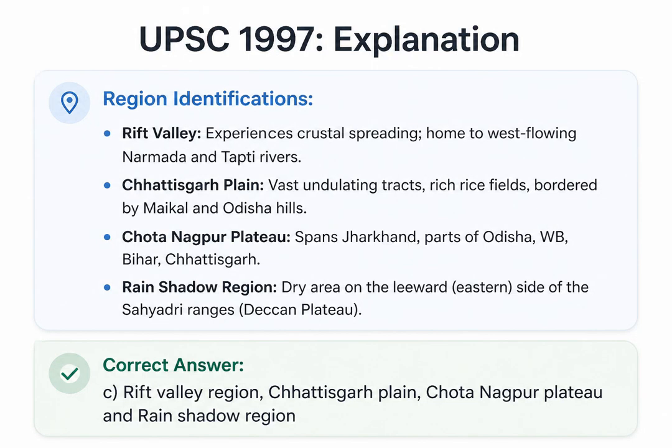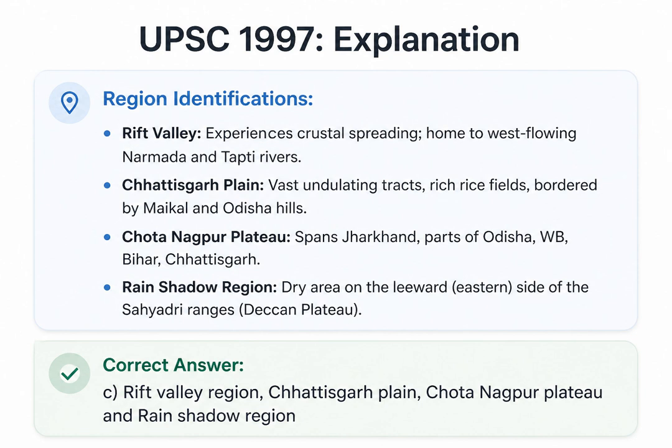The Rift Valley corresponds to the crustal spreading zones where the Narmada and Tapti rivers flow. The Chhattisgarh Plain is the undulating, rice-rich basin we discussed earlier. The Chota Nagpur Plateau sits in the northeast, covering Jharkhand and surrounding states. Finally, the rain shadow region refers to the dry, leeward eastern side of the Sahyadri Ranges on the Deccan Plateau.